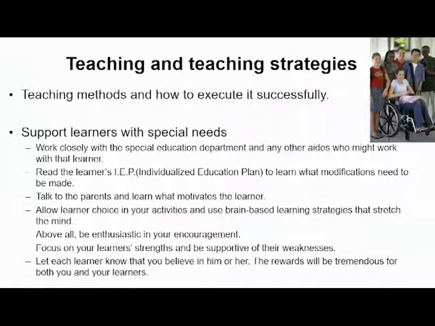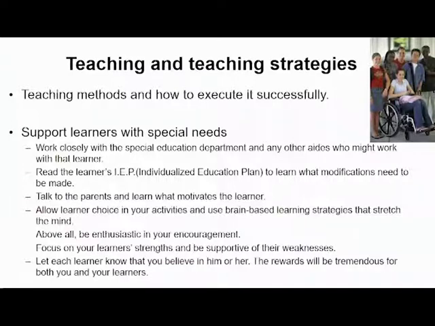Apart from that, I also want us to look at how we can support learners with special needs. And I know in Namibia we have schools that accommodate students with special needs, but all in all, we need to understand how we can actually support learners with special needs. So one point is that you should work closely with a special education department and any other aides who might work with that learner.